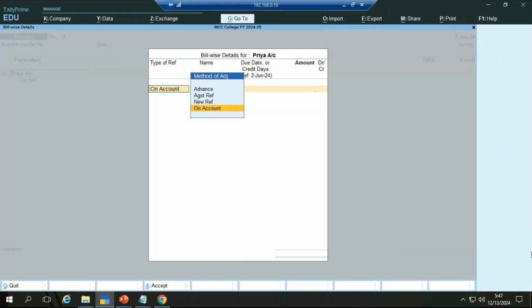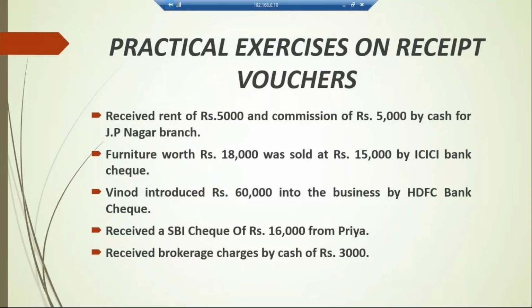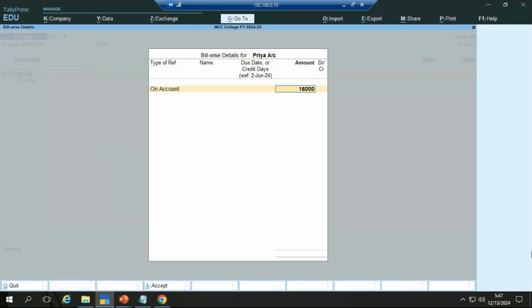So on account worth rupees 16,000. Ma'am, when it asks for Vinod's capital account, does it ask the same thing, like on account or advance? On account, ma'am. You take on account only, because we don't have proper information for that purpose. We are taking it as on account.